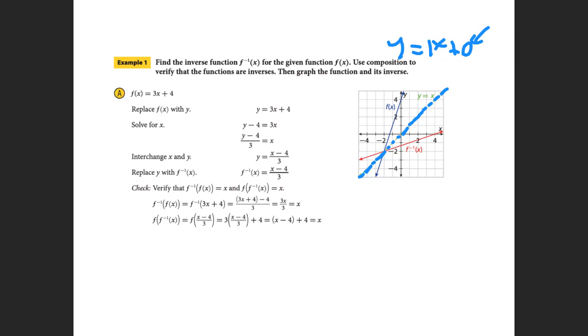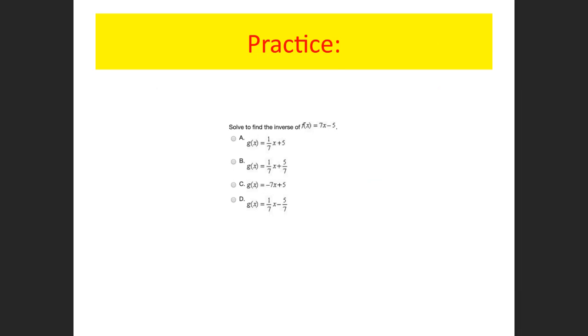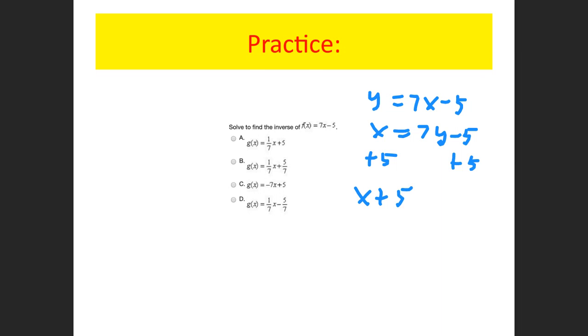All right, so let's try a couple practice problems. It says solve for the inverse function. They gave me f of x equals 7x minus 5. So I've got y is equal to 7x minus 5. I'm going to flip-flop the x and y, so x equals 7y minus 5. I'm going to solve this. I'm going to add 5 to both sides, so I end up with x plus 5 is equal to 7y. And then my last step would be to divide through by 7.